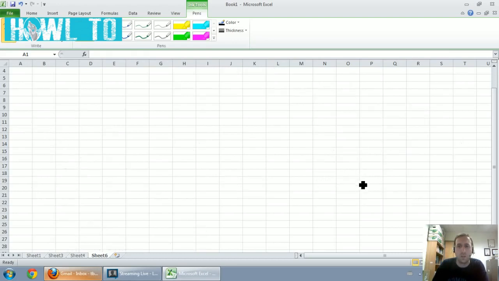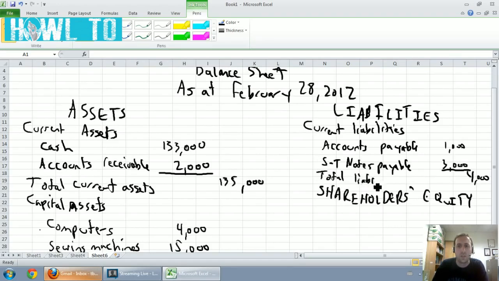So our total liabilities. Now, interestingly, this is not just our total current liabilities, it's our total liabilities overall. So I don't have to write total current and then total liabilities. If the titles are redundant, just write the main one. And in this case, our total liabilities are $4,000. On to shareholders' equity, and then we'll be done here.